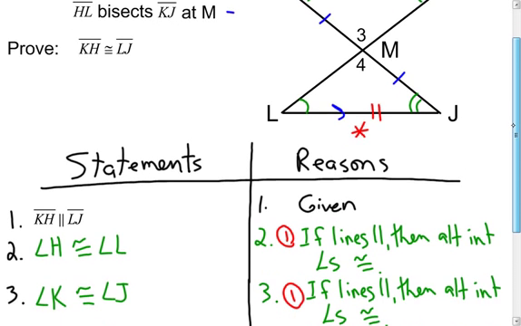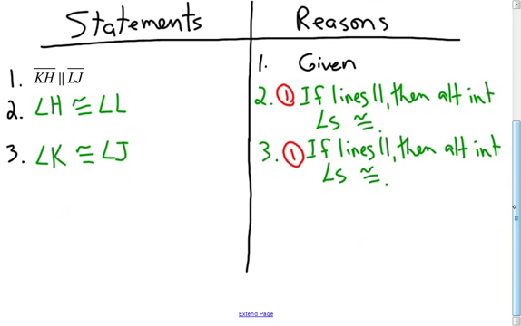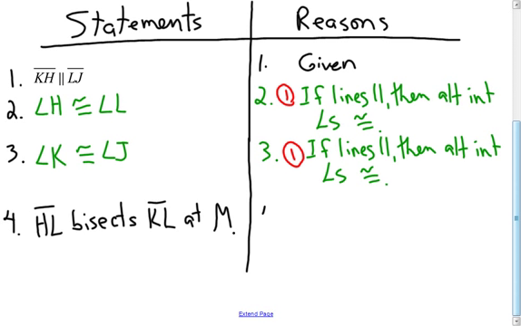So segment HL is going to bisect segment KJ. So segment HL bisects segment KL at M. My reason for that, well, that was given information. And now in statement 5 I can say that those two little segments are going to be congruent.